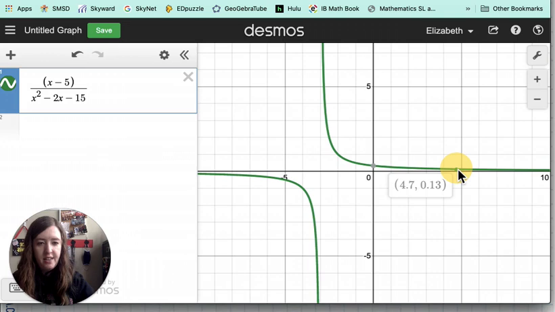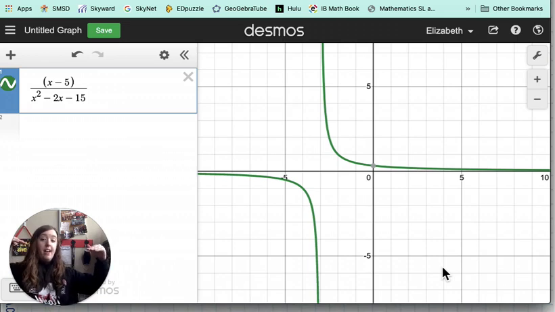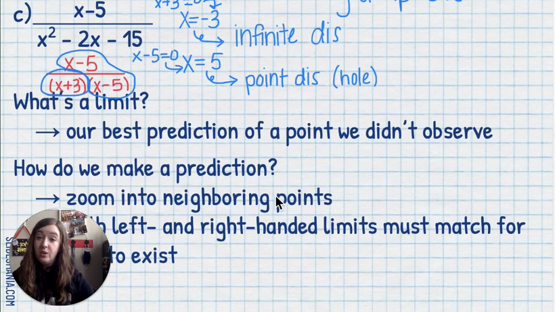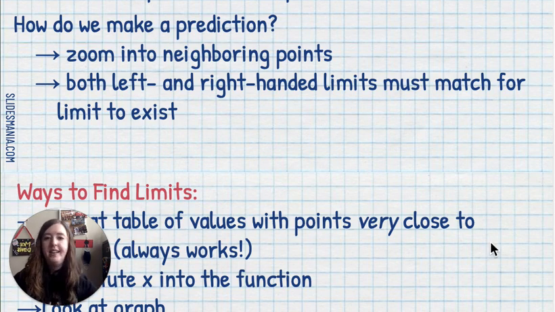But we can see that at values really, really close to 5, we're approaching the same thing there. So actually, it doesn't matter what the value is at 5. We're looking at everything getting closer and closer to 5. So we're just assuming that we don't know what the value is when I plug in 5. But I'm going to look at everything else close to it to make a guess. So since I'm looking at everything else close to it to make a guess, both my left-handed limits and right-handed limits have to match.